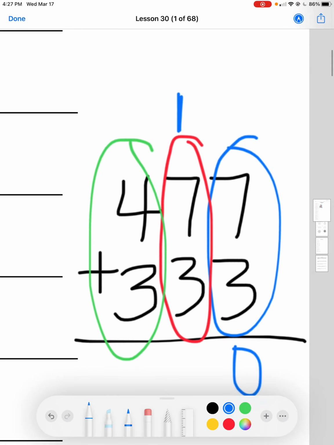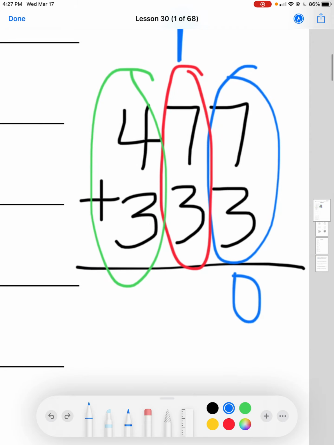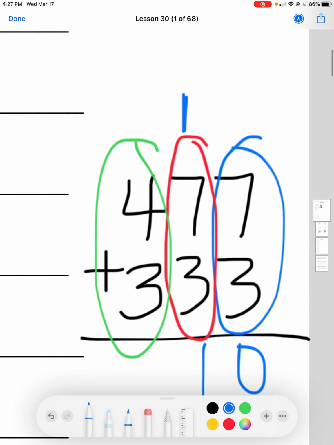So in the tens place, we're going to add 1 plus 7 plus 3. 1 plus 7 equals 8. 8 plus 3 equals 11. So again, since we can't put 11 here, we'll move this 10 and move it into the hundreds place.